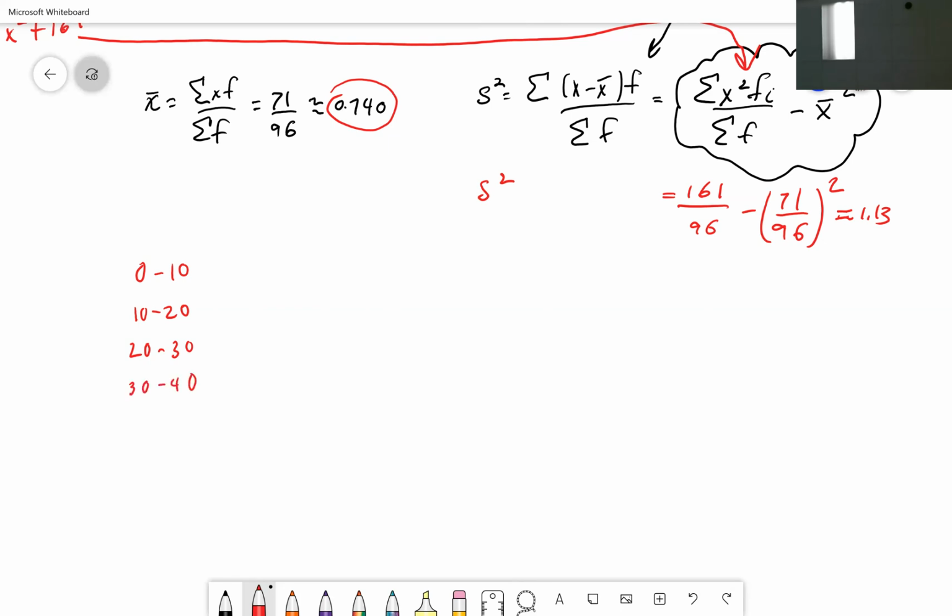Now, in this case, I think it's very important that the classes have the same class width. If we remember from chapter 1.